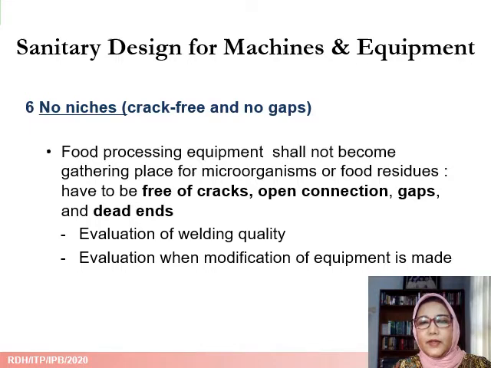The sixth principle requires that there is no niche, no crack, and no gaps on the machine and equipment. Food processing equipment shall not become a gathering place for microorganisms or food residues. It has to be free of cracks, open connections, gaps, or dead ends. Therefore, it is very important to evaluate the welding quality and evaluate the machine and equipment when modification is done to the equipment.